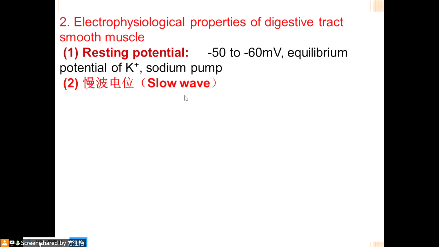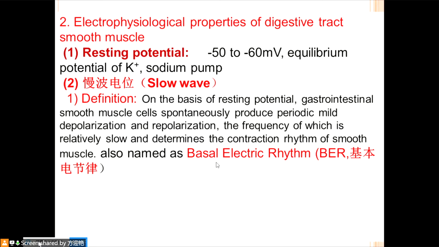What is the slow wave? We also call that the basic electrical rhythm. What is the basic electrical rhythm? Basic electrical rhythm, we can see here, has the ability to determine the contraction rhythm of the smooth muscle, so we call that the basic.